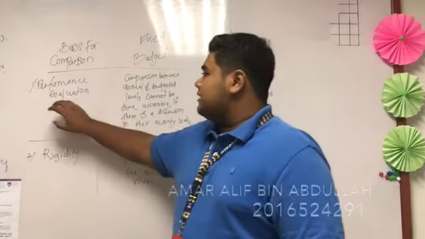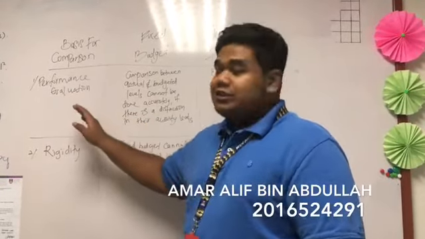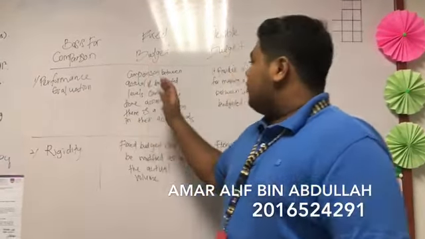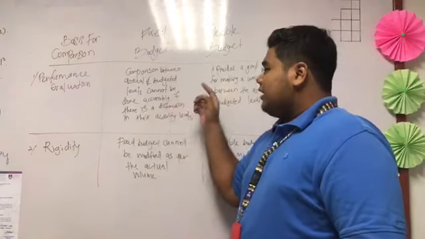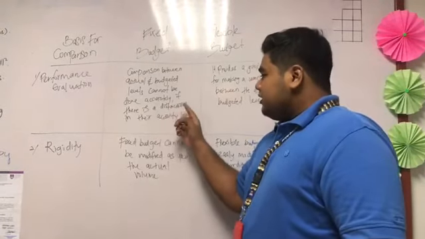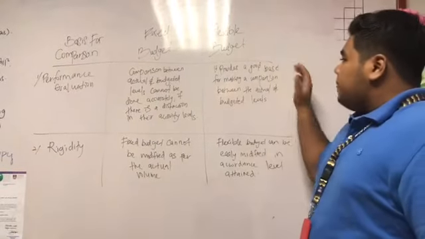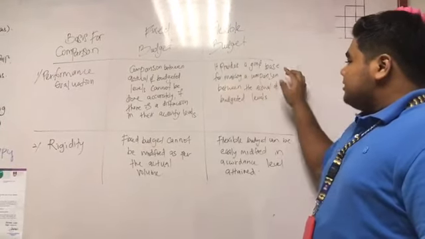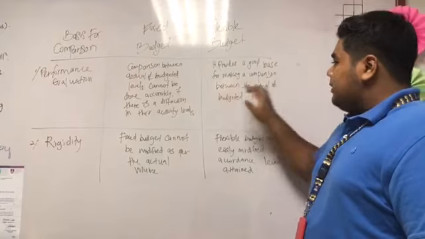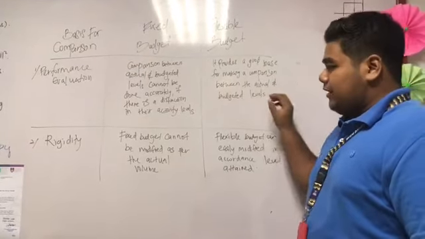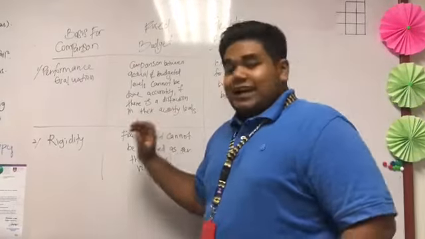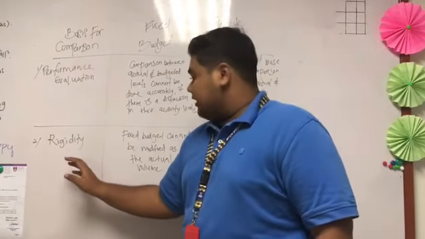Okay, for the first difference, which is performance evaluation. For a fixed budget, comparison between actual and budget levels cannot be done accurately if there is a distinction in their activity levels. Meanwhile, a flexible budget provides a proper base for making a comparison between the actual and budget levels.